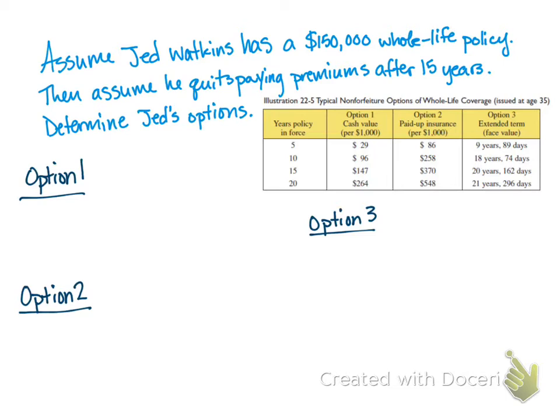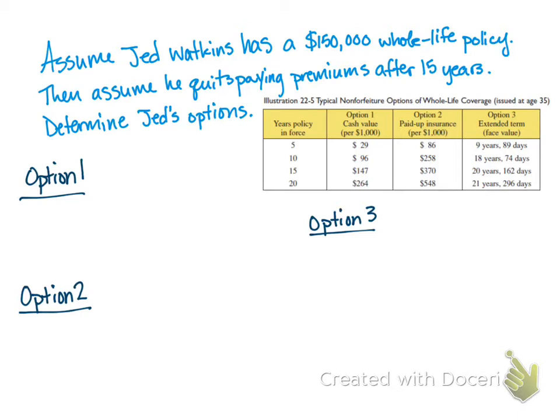We have cash value. He could receive that. He could have a reduced paid up insurance, so that would mean that his amount of life insurance is going to be reduced for the rest of his life. And then he can also have extended term with that full $150,000 policy, but it's going to not last the rest of his life. So let's look at his options here.